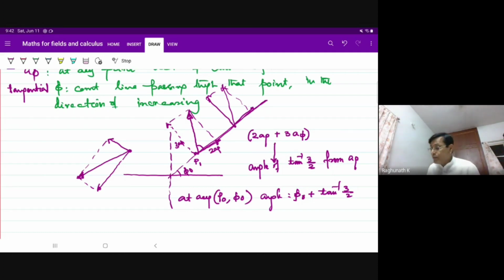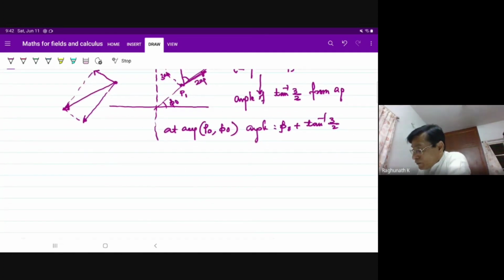Typically, listen carefully. A general vector from any point to any point is not defined.